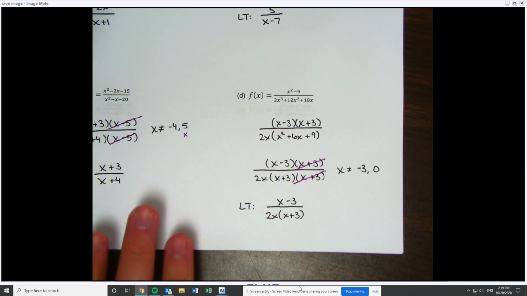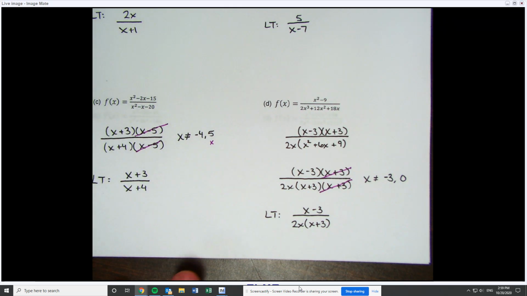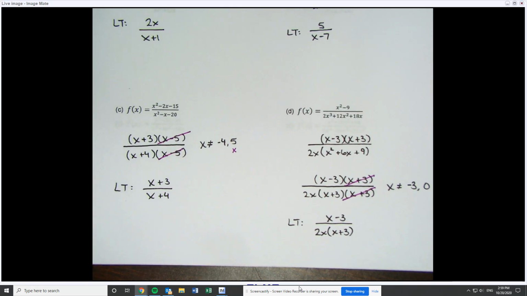All right, so now you should be comfortable with finding the domain and how to write your function in lowest terms. All right, so at this point, I kind of want to give you an idea of what's coming up next. What we're about to do is we're going to talk about what happens to our graph at these values that we have to remove.